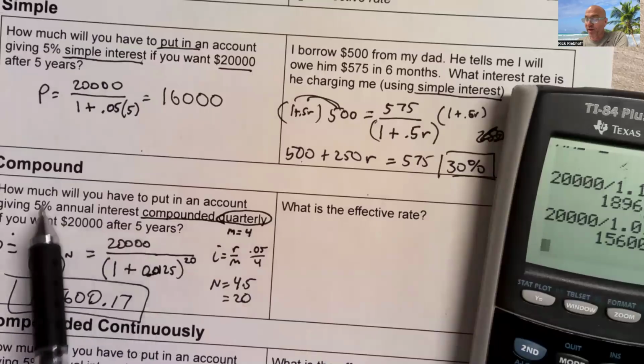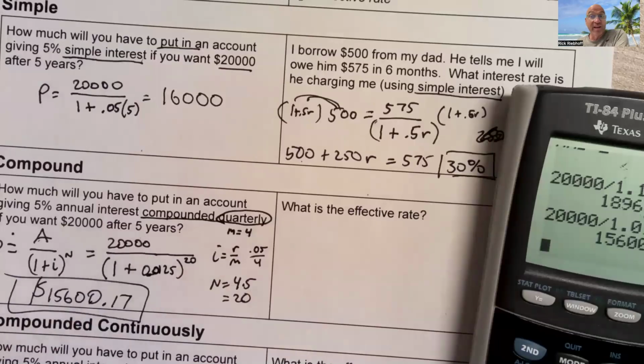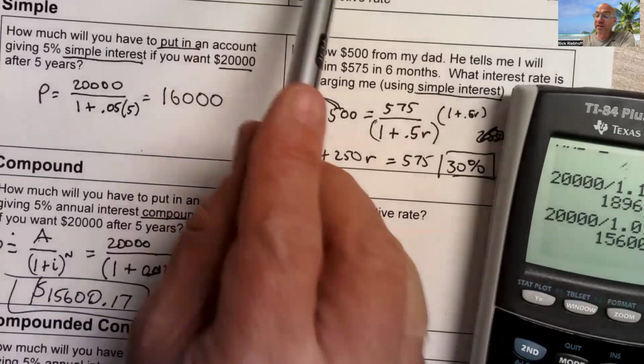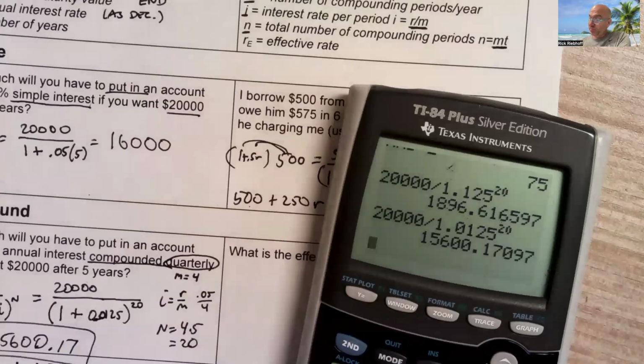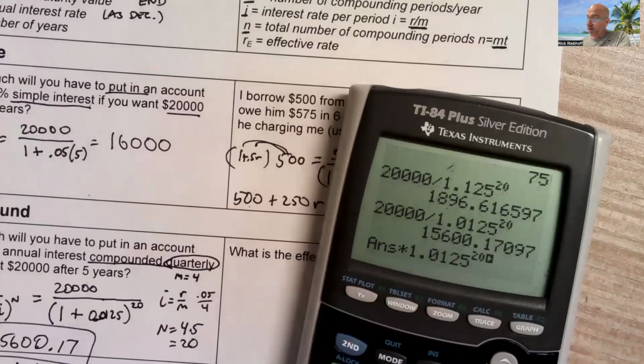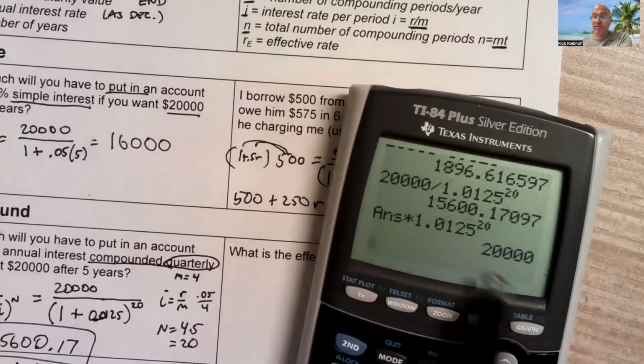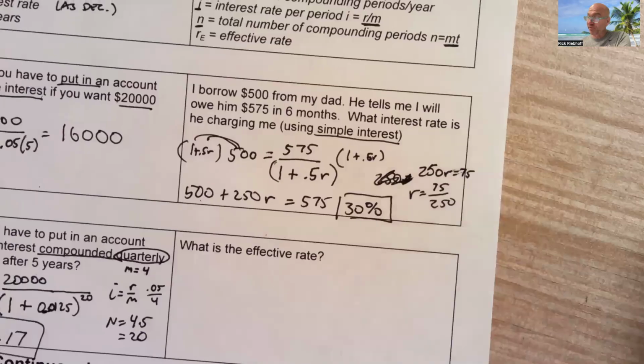After 5 years, 5% interest, I've got $20,000. I could plug this back into the interest formula to check. It's not a terrible idea. All right, let's take that amount and multiply it by 1.0125 to the 20th power, and that should get us back to 20,000. It did. Perfect.